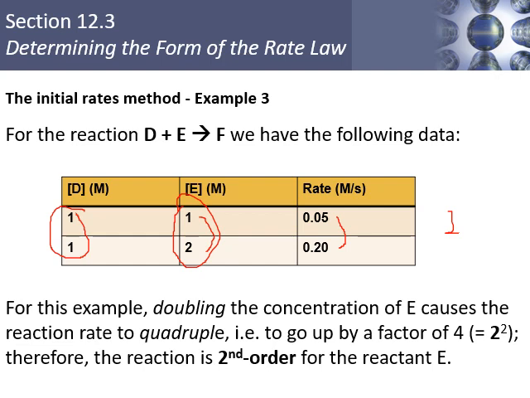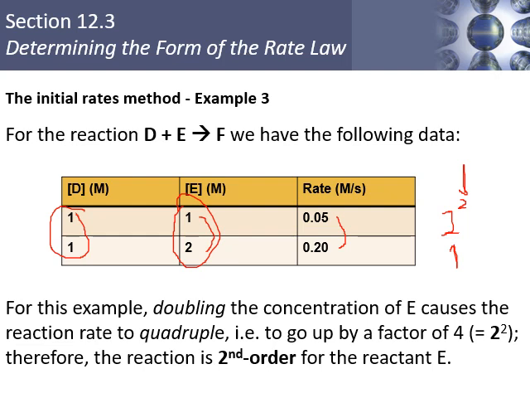The 2 here you can think of as if you double it, you write 2, and if you triple it, you write 3, and so forth. And what happens is it goes up by a factor of 4, which is 2 squared. So the N here is going to be 2. So you would write this as rate equals some rate constant K times the concentration of E to the second power.